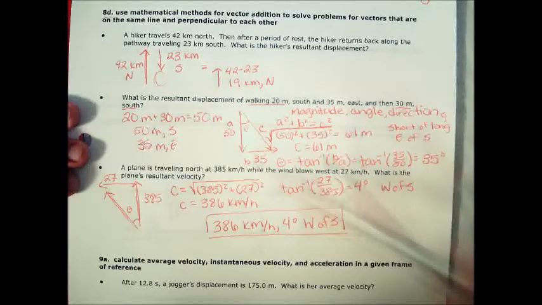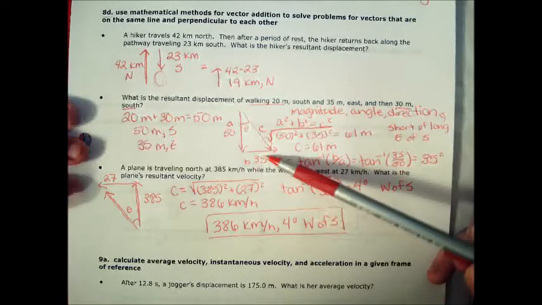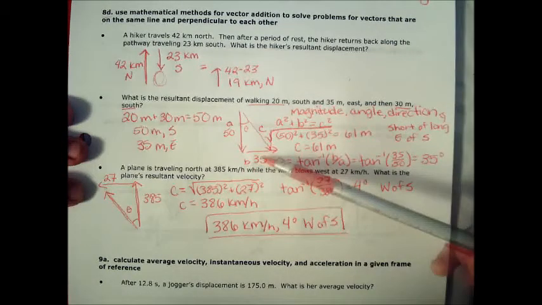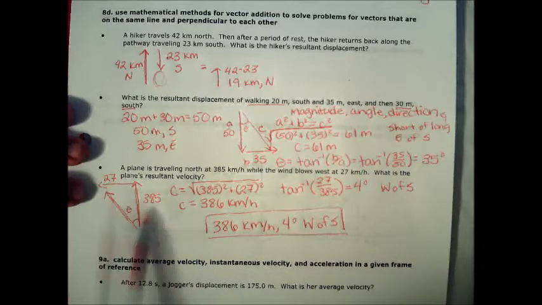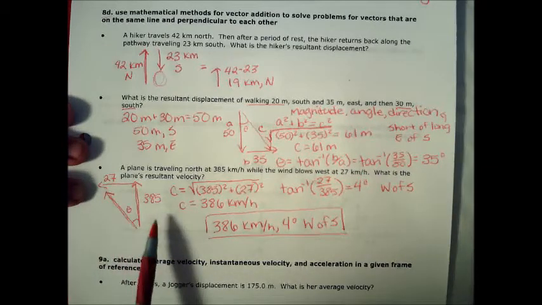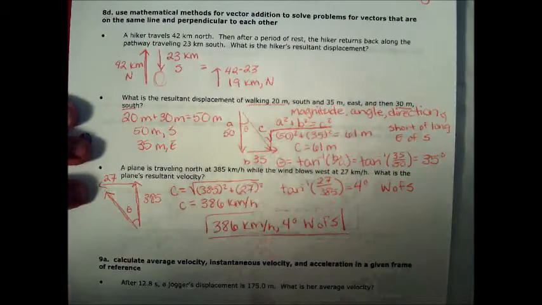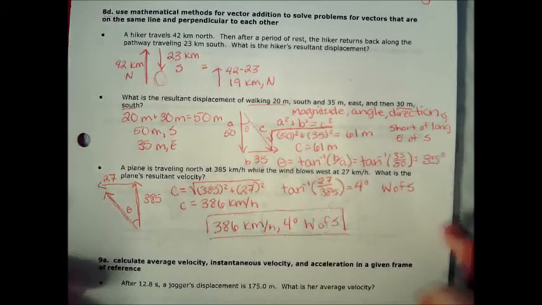Notice that in this problem, where the two numbers were closer together in size, 50 and 35, you ended up with a pretty big angle, whereas these numbers were much further apart in size, and you ended up with an answer where the angle was a small number.